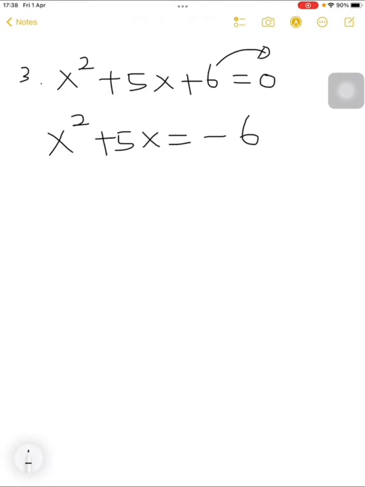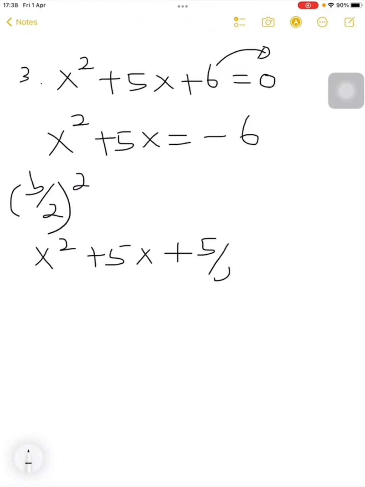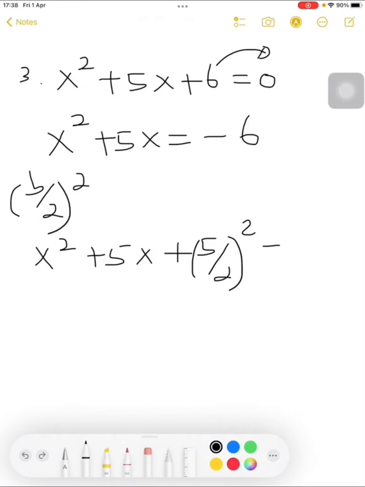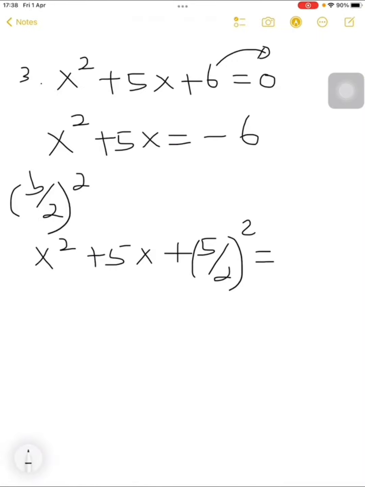Now the third step, we have to introduce the third term. And this one is based on our value of b. And our value of b, we are fortunate that it's a whole number, which is 5. So we have to get b all over 2 squared. So we have x squared plus 5x plus the value for b, 5 all over 2 squared. And this one we have to add on both sides, right? Okay, equals to minus 6 plus 5 all over 2 squared.